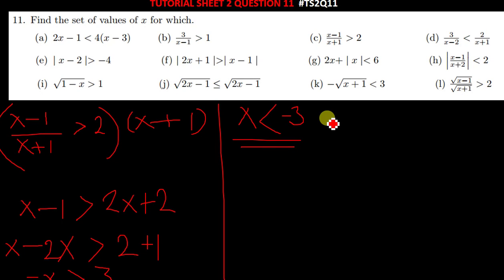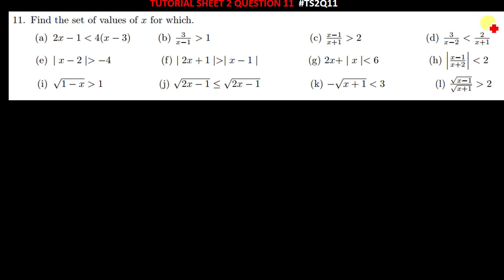Alright, we move on to the next question. So the next question is this one. She's saying 3 over x minus 2 less than 2 over x plus 1. So here basically what is happening when I say I'm multiplying everywhere by maybe x minus 2, it's just the same as just cross multiplying here.